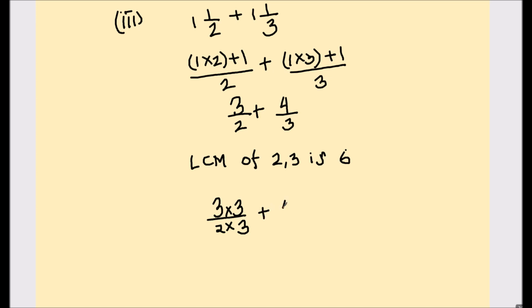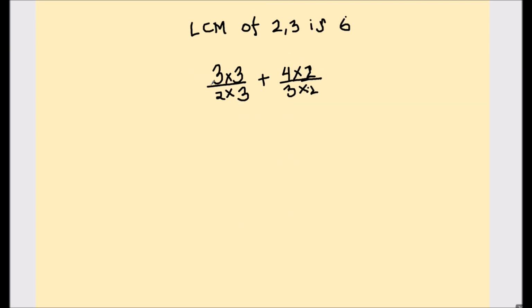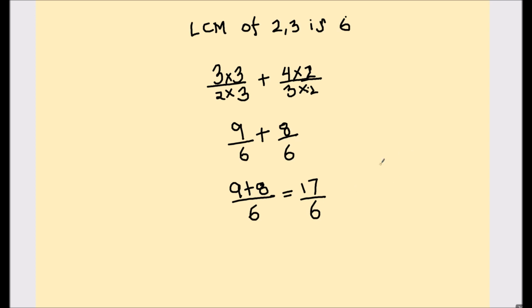And the second fraction will be 4 by 3. And we need to multiply 3 by 2 to make it equal to 6. So we are going to multiply it by 2, because 3 times 2 is 6. This is simplified to 3 times 3 is 9, 9 by 6, plus 4 times 2 is 8, 8 by 6. Now we can easily add the numerators. So 9 plus 8 divided by 6. 8 plus 9 equals 17. So the answer is 17 by 6.